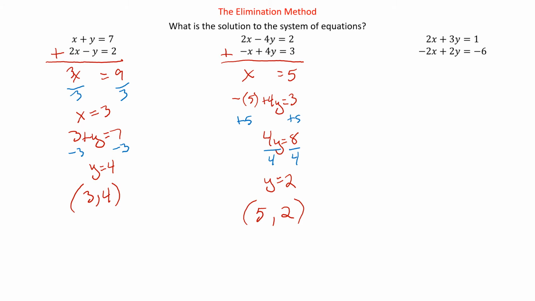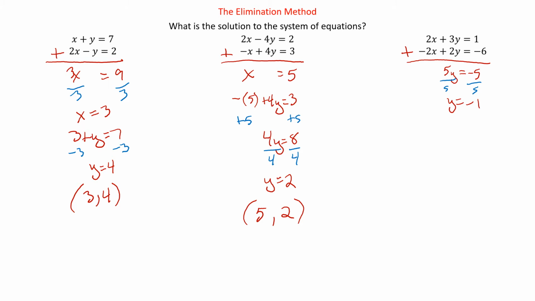All right, so let's see what this looks like. When we add these together, the 2x plus negative 2x goes away. That's eliminated. It's 0. So 3y plus 2y is 5y equals 1 plus negative 6 is negative 5. We can divide both sides by 5 to get y equals negative 1.